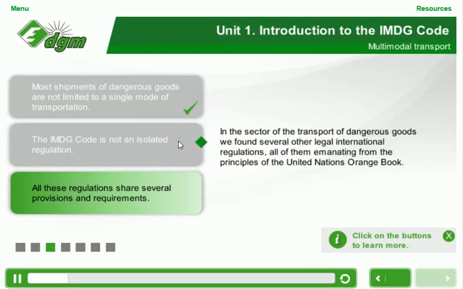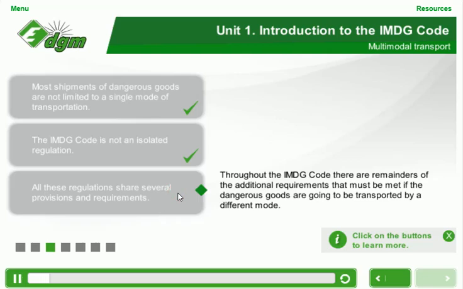The IMDG Code is not an isolated regulation. In the dangerous goods transportation sector, we can find several other legal international regulations, all of them emanating from the principles of the United Nations Orange Book. All these regulations share several provisions and requirements.